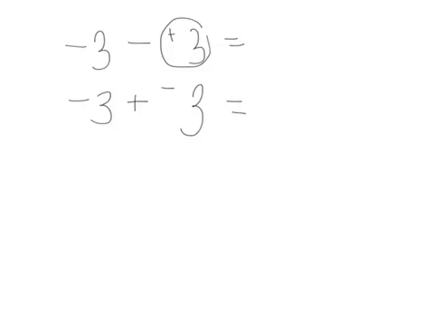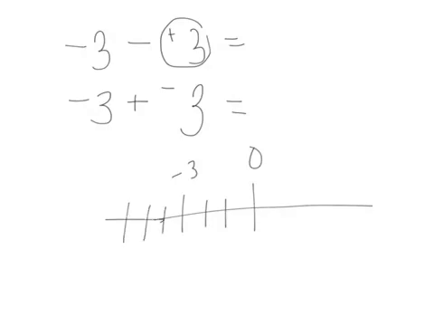And now, since we do know how to do addition, it's actually quite easy to show this on a number line. Negative 3, 1, 2, 3, negatives to the left, okay, so I'm here, and this is 0, plus negative 3, well, negatives to the left, 1, 2, 3, and I'm at negative 6. So negative 3 plus negative 3 equals negative 6, or negative 3 minus positive 3 equals negative 6. So we bring it back into the original equation.